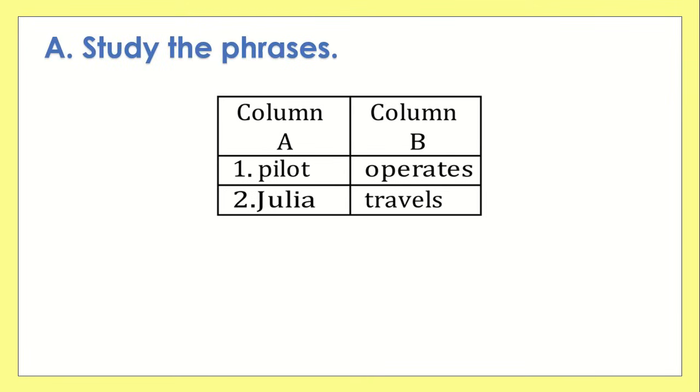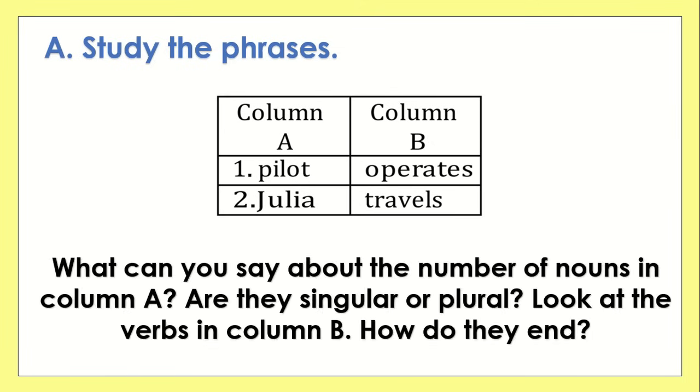Study the phrases. For column A, we have pilot. For column B, operates. Number 2, Julia. Travels. What can you say about the number of nouns in column A? Are they singular or plural? Look at the verbs in column B. How do they end?